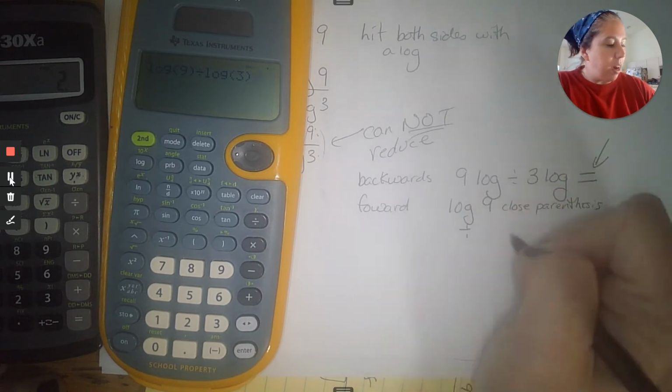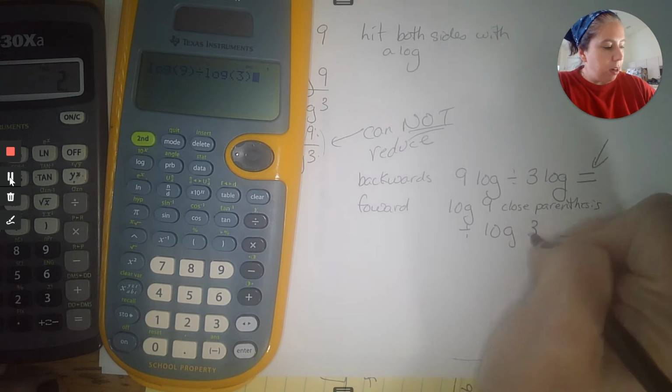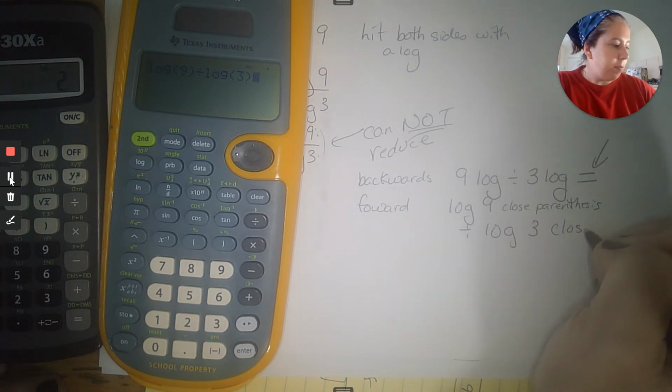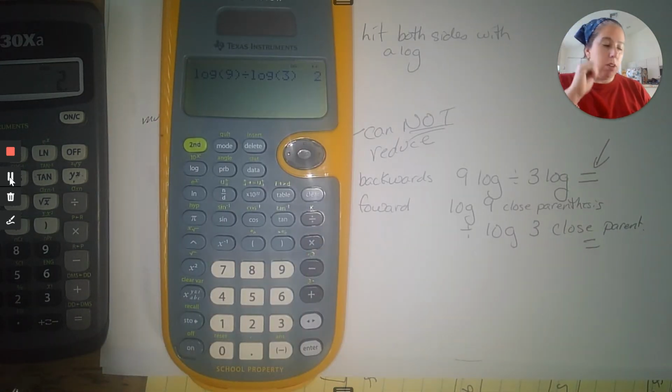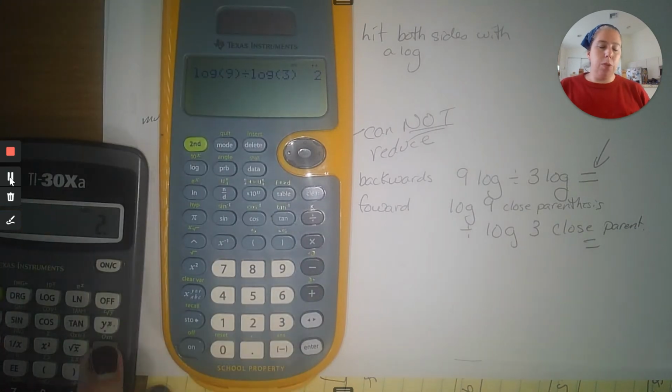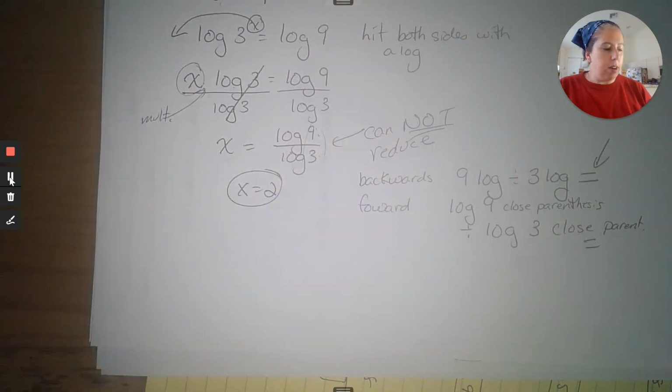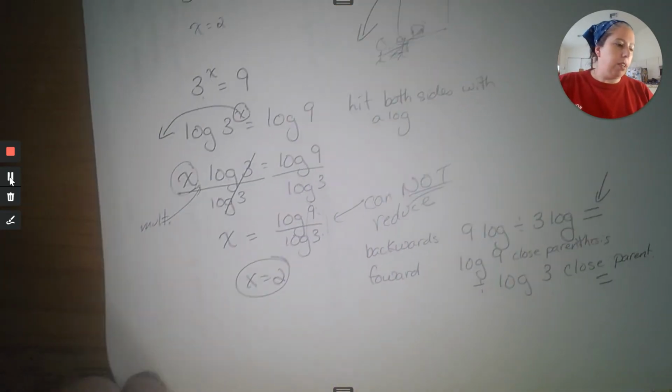And then you're going to do divided by log 3 and close the parenthesis. And then you're going to hit equals. And you're going to see we get the same answer. Okay, so backwards, forwards, okay. All right, so let's try one that doesn't actually work out nicely.